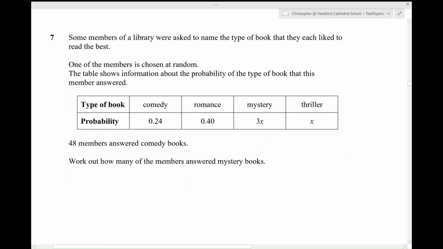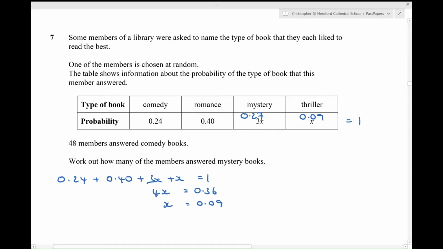Question 7, probability. Let's have a look. You've got the probabilities of the person choosing different types of book. Now we know those probabilities have to add up to 1, don't we? So we know that 0.24 plus 0.40 plus 3x plus x must equal 1. Well, that means that 4x must equal 0.36. So x must be 0.09. So now I know the probability of the person choosing a thriller, and 3 times that, the probability of the person choosing the mystery. And now those probabilities add up to 1.